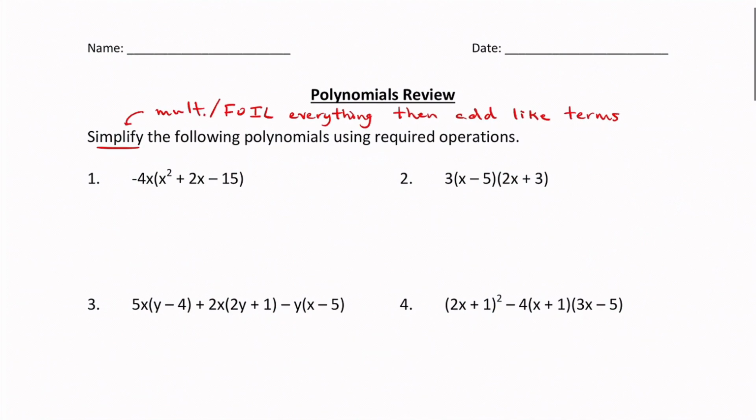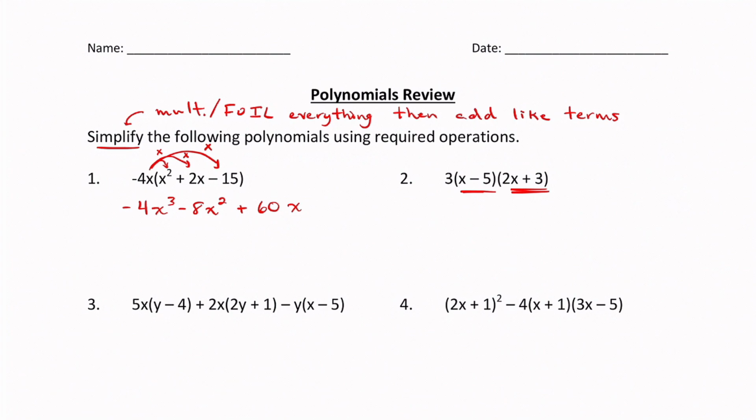Okay, so let's start at this first one. We're going to have negative 4x times each one of these terms. So let's multiply those all out. Okay, so that one's done. Again, we just multiplied each one of those. Multiply, multiply, multiply.